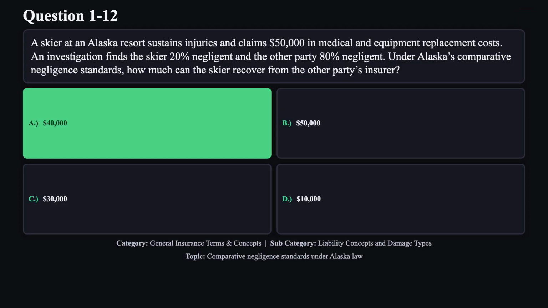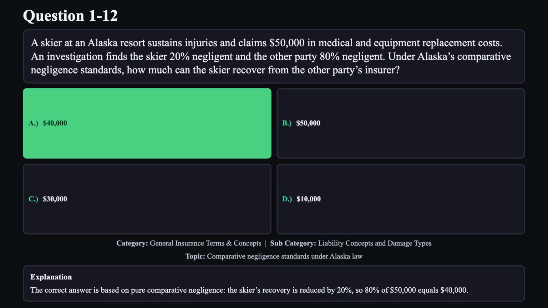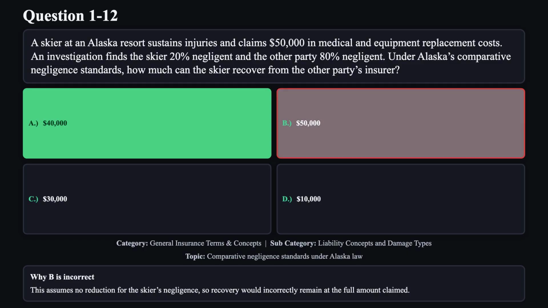The correct answer is A. The correct answer is based on pure comparative negligence. The skier's recovery is reduced by 20%, so 80% of $50,000 equals $40,000. Reason B is not correct. This assumes no reduction for the skier's negligence, so recovery would incorrectly remain at the full amount claimed.